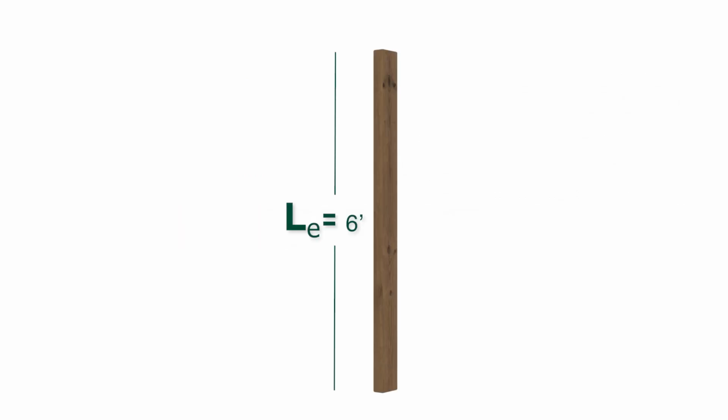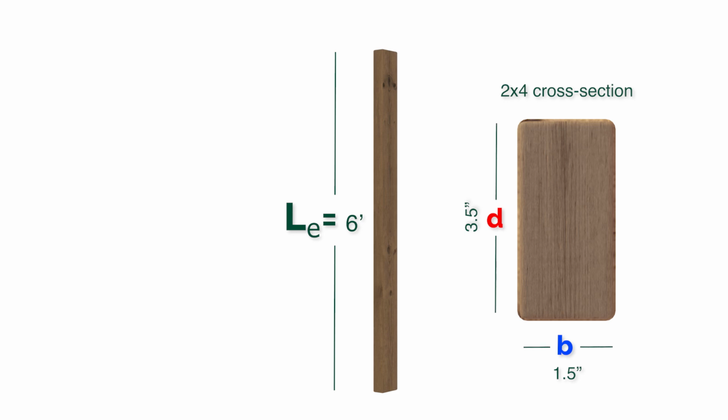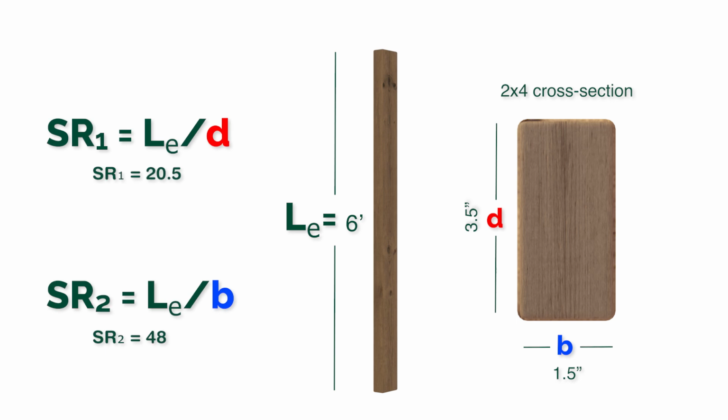Another factor affecting a column's ability to resist buckling is known as the slenderness ratio. The slenderness ratio is a function of the thickness of the cross-section and the effective length of the column. Rectangular and square columns pinned at both connections will have two slenderness ratios, one for each dimension of the member, shown here as B and D. The slenderness ratio is equal to the length of the column, LE, divided by each dimension, B and D.